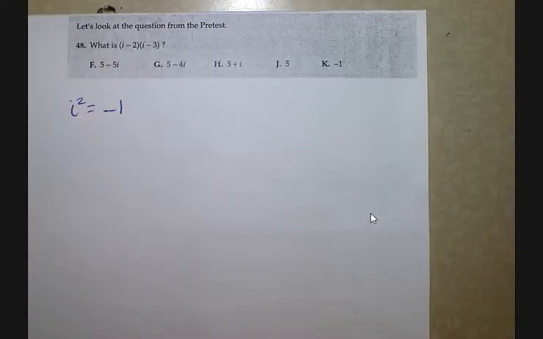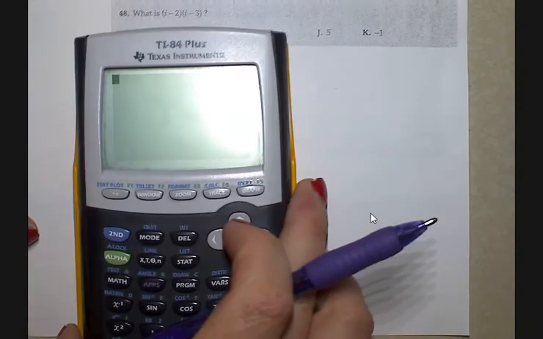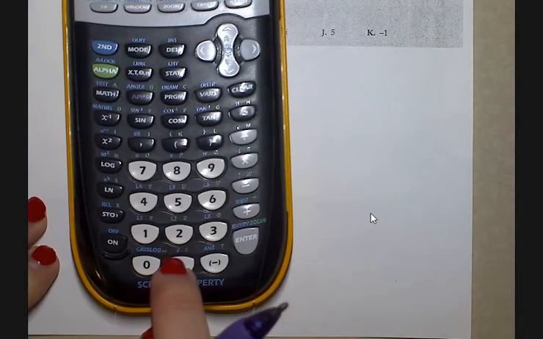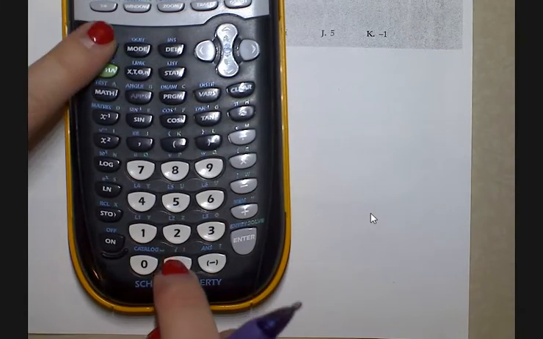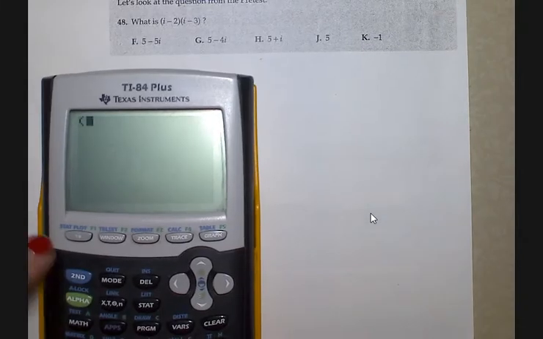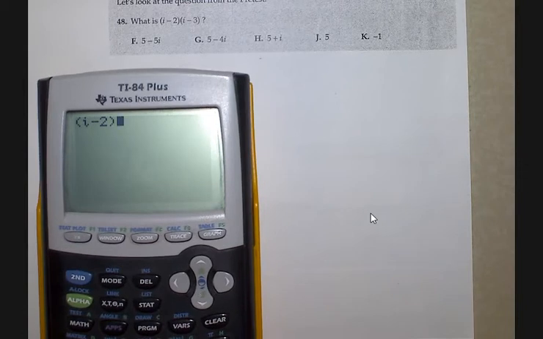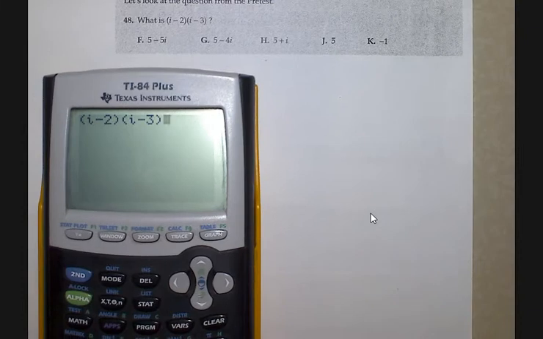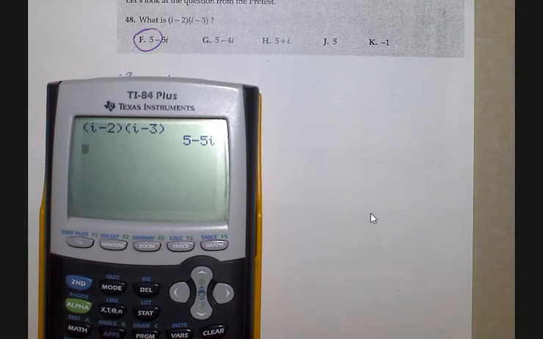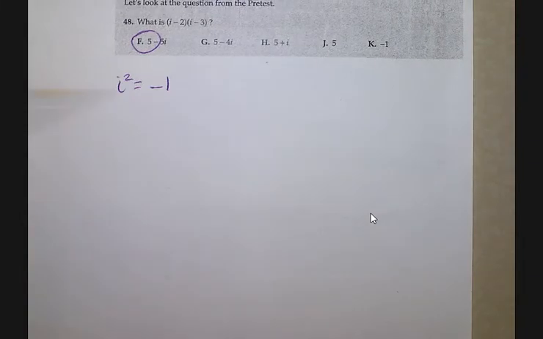So yes, you could FOIL that out and get an answer, but even quicker, grab your calculator. A reminder that the i button is right here, and you need to use the blue second key to get to that i. So I'm going to plug in exactly what I see. Parentheses, second, and the period button, subtract 2, and parentheses. Second period, subtract 3, and parentheses, and press enter. Correct answer is F.